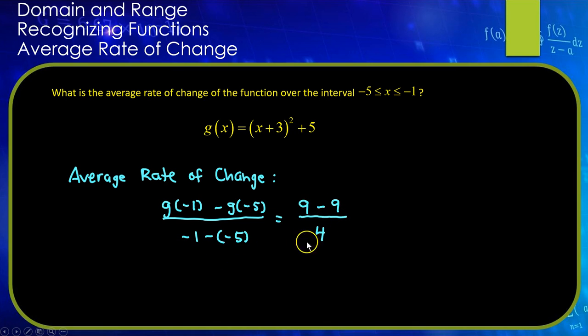Negative 1 minus a negative 5 becomes a positive 4. Well, 9 minus 9 is 0, and 0 divided by anything is just 0. So this means that the average rate of change is nothing, which, if I saw a graph of this, I would see a horizontal line between these two given points.